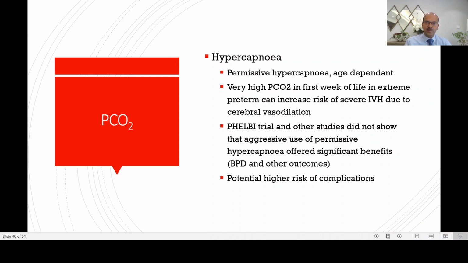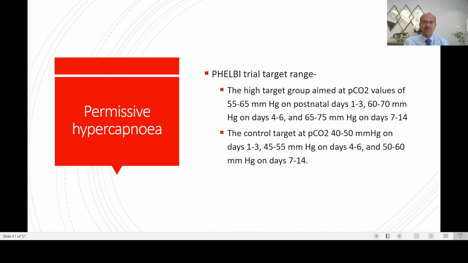The Felby trials by Thom et al. and other studies did not show that aggressive use of permissive hypercapnia offered significant benefits in improving BPD or other outcomes. There is, of course, a potential higher risk of complications due to which the Felby trial was stopped early. They used a target range in the high target group of 55 to 65 millimeter on days 1 to 3, going up to 60 to 70 on days 4 to 6, and 65 to 75 on days 7 to 14. And the control group was 40 to 50 on days 1 to 3, 45 to 55 on days 4 to 6. So this is between permissive hypercapnia and more aggressive permissive hypercapnia.